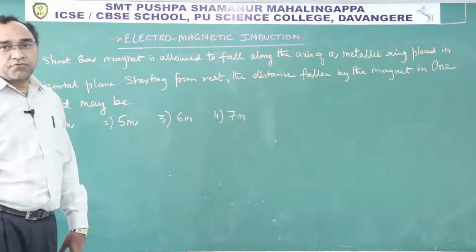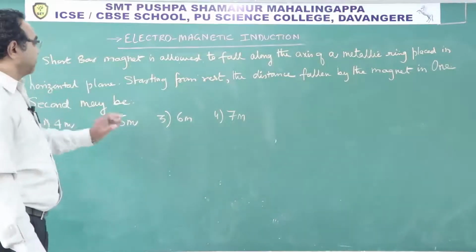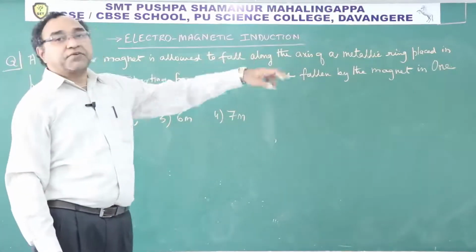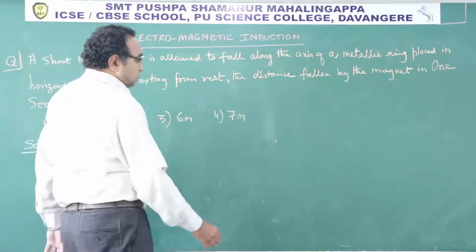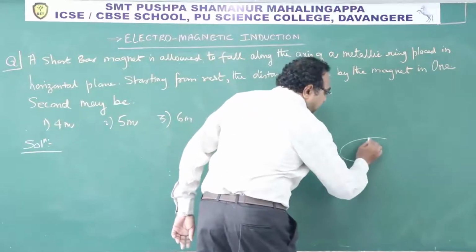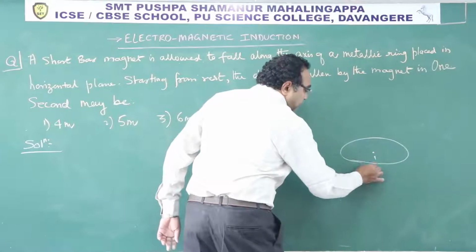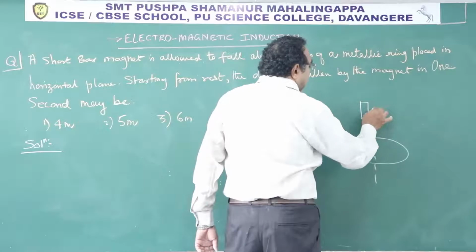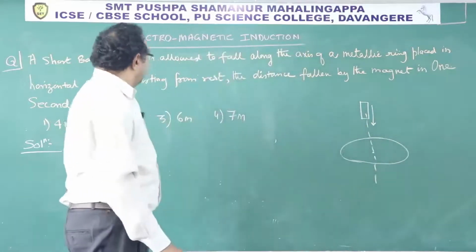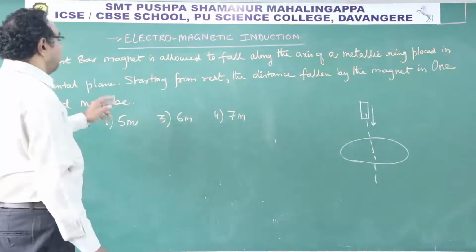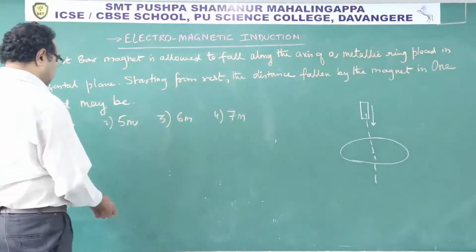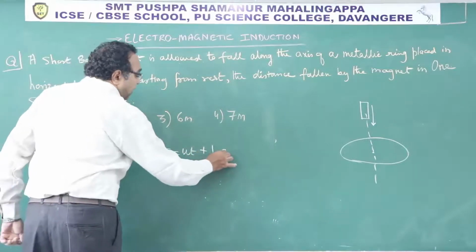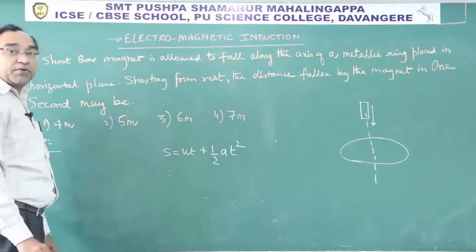Well student, let us take the next question. This is a conceptual question. A short bar magnet is allowed to fall along the axis of a metal ring placed in the horizontal plane. Let us say this is the metal ring placed in the horizontal plane. This is the axis. Now a short bar magnet is falling this way. In 1 second, what is the distance starting from rest? So S is ut plus half a t square. We can use this equation.